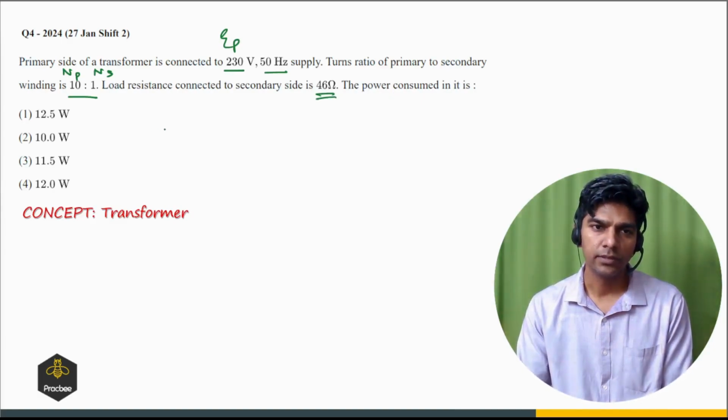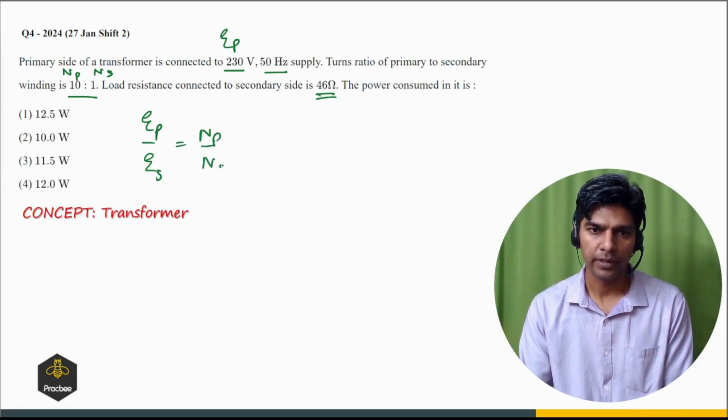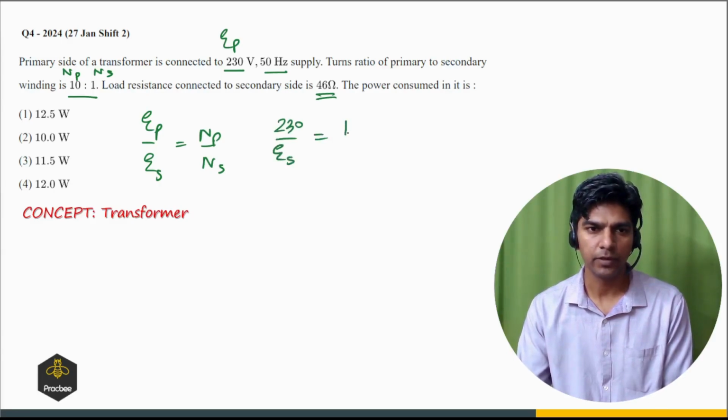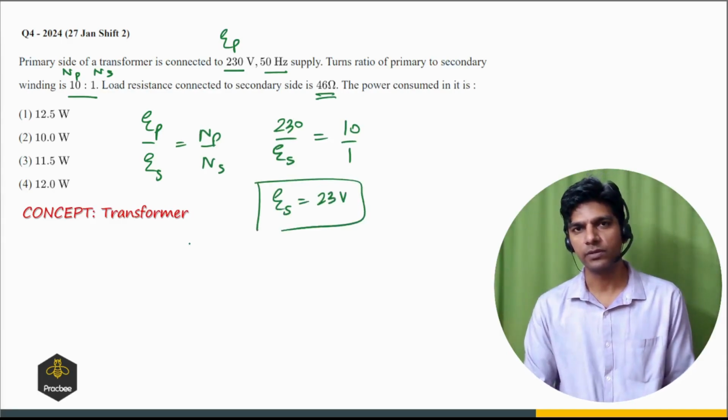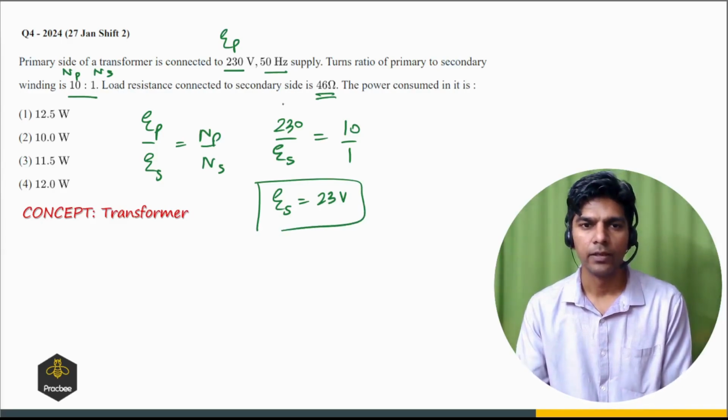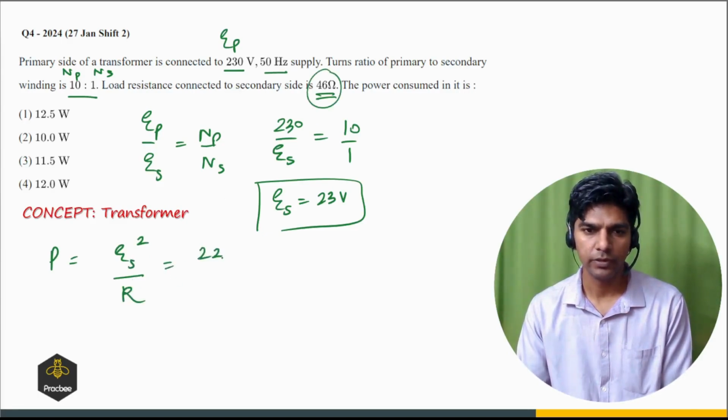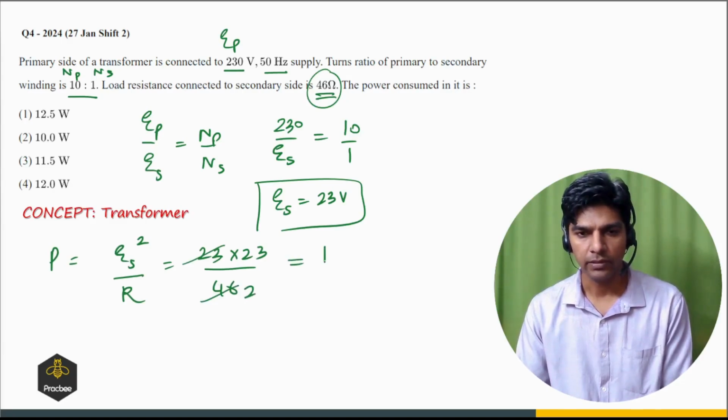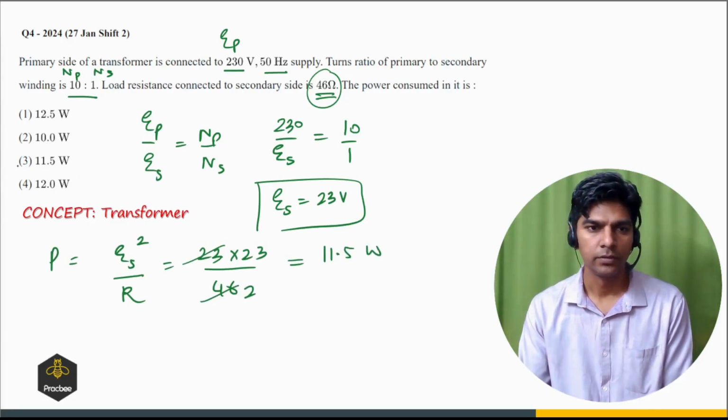Okay, right. So in this case, we know that EP by ES is equal to NP by NS. So this can be written as 230 divided by ES will be 10 by 1. So ES comes out to be 23 volts. Now we know the voltage across the secondary winding, and we are given the load resistance. So if you want to find the power, that will be ES square divided by R, and R is 46. So this will be 23 times 23 divided by 46. So this will be 11.5 watt. So option 3 is the right answer.